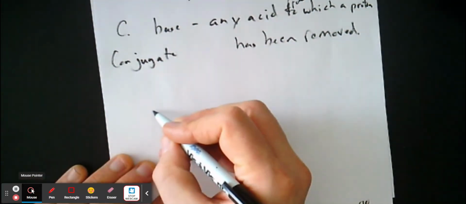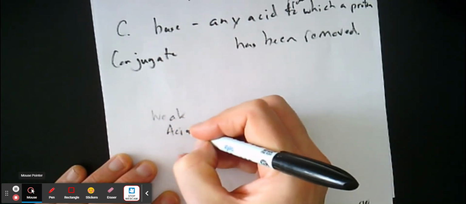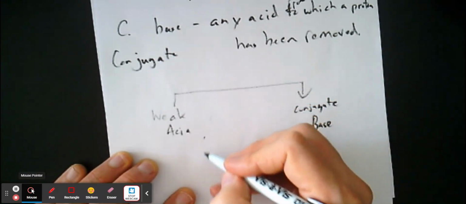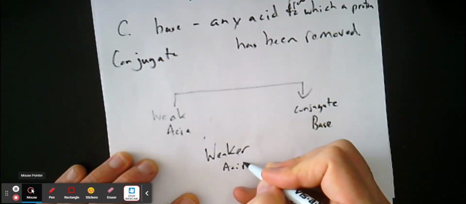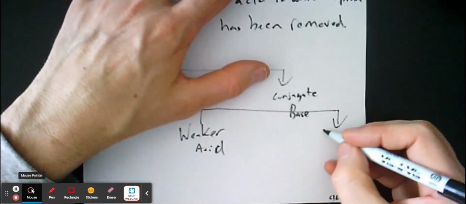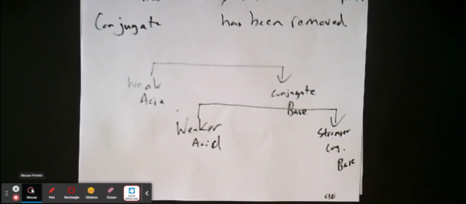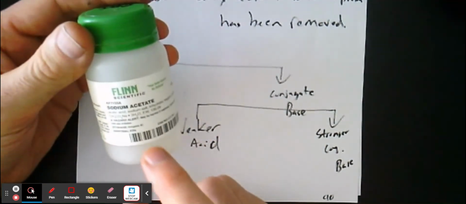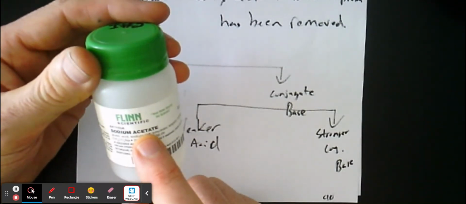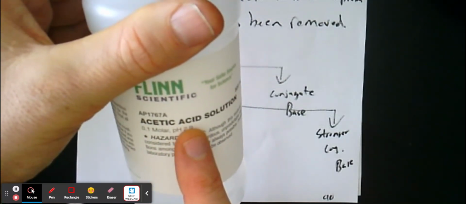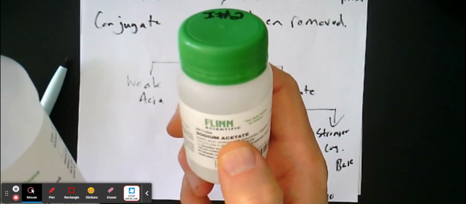One last thing in terms of trends. A weaker acid has a stronger conjugate base, and vice versa. The stronger the base, the weaker its conjugate acid. The weaker the base, the stronger its conjugate acid. So the reason sodium acetate is a base is because the acetate acts as a base when it's in solution, while its conjugate acid, acetic acid, can donate protons, making it an acid, whereas acetate can accept protons, making it a base.